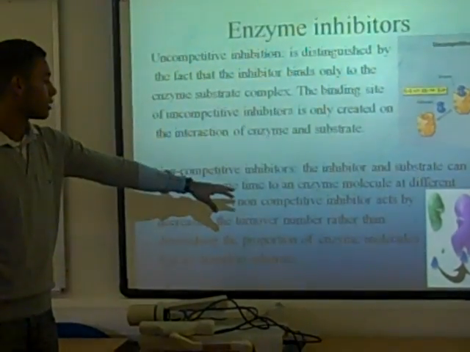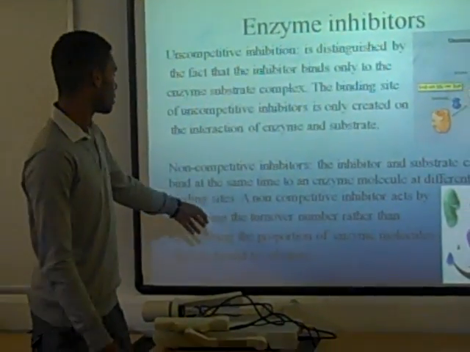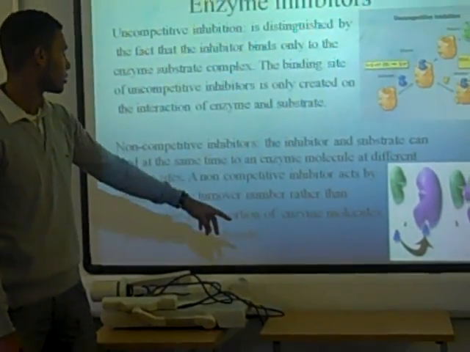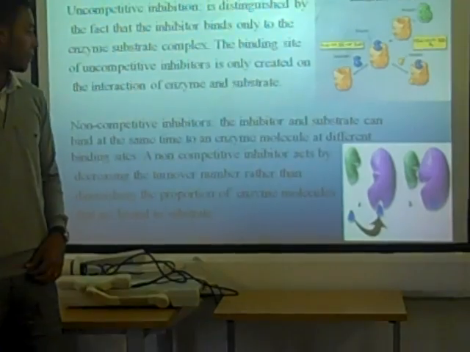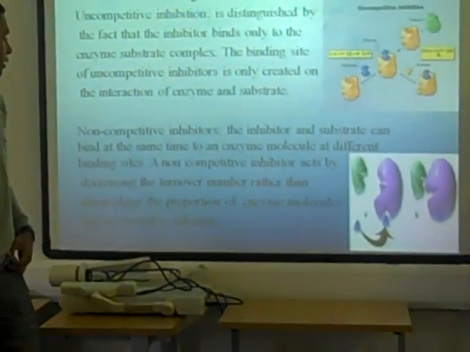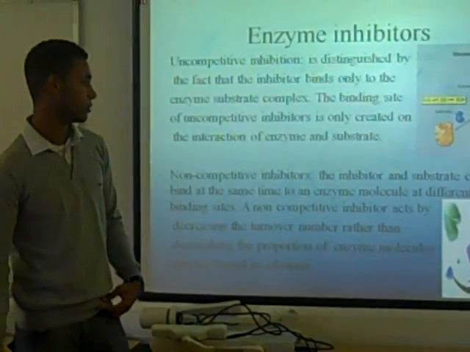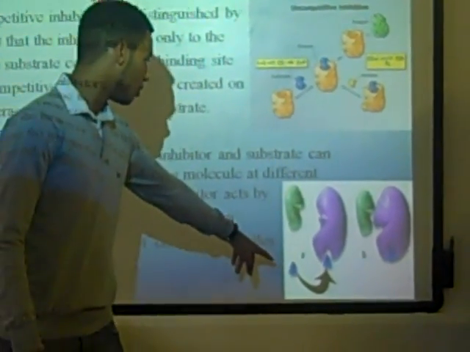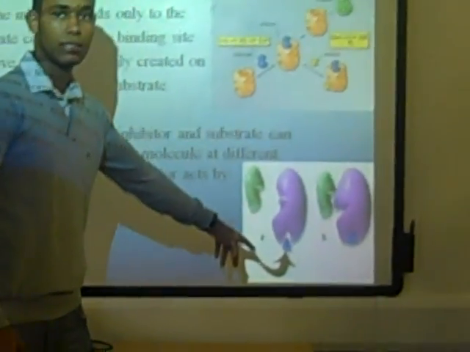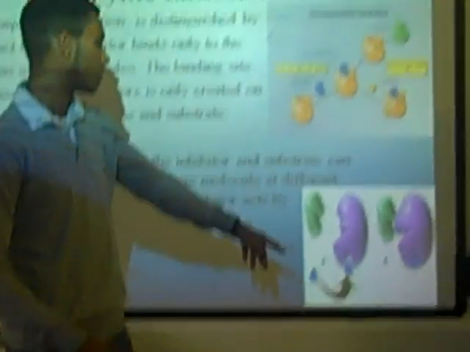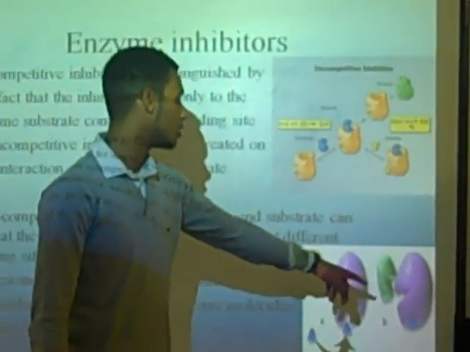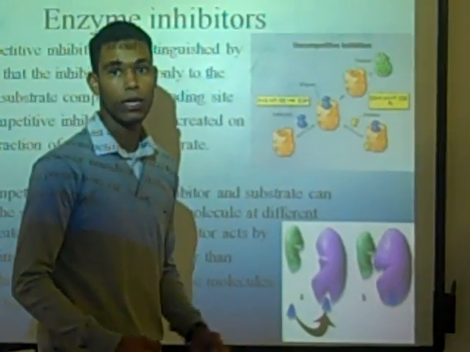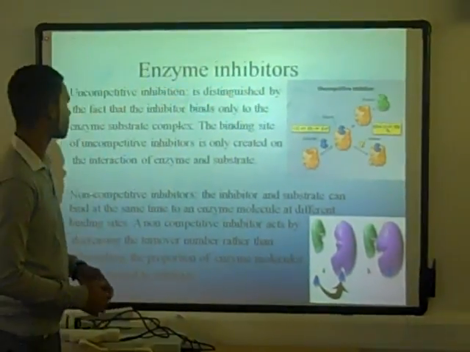Also, there are non-competitive inhibitors. The inhibitor and substrate combine at the same time to the enzyme molecule at different binding sites. A non-competitive inhibitor acts by decreasing the turnover number, rather than diminishing the proportion of enzyme molecules that are bound to the substrate. As this diagram at the bottom shows you, the inhibitor in blue binds to the enzyme at the allosteric site, which is a site other than the active site, as I've said before. And this, in turn, changes the active site of the enzyme, which does not allow the substrate to fit, and hence the reaction cannot take place.